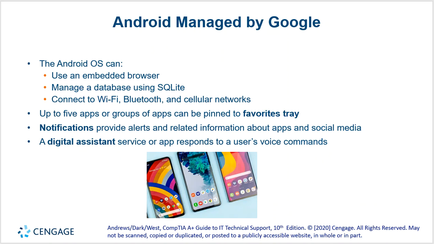Right, so Android OS can use an embedded browser, so its own browser, rather than Chrome or Firefox or anything else. Manage data using SQLite, just a different version of SQL, if you're familiar with SQL databases. Connect to Wi-Fi, Bluetooth, and cellular networks. And up to, as I said, up to 5 apps or groups of apps that can be pinned to the favorites tray.